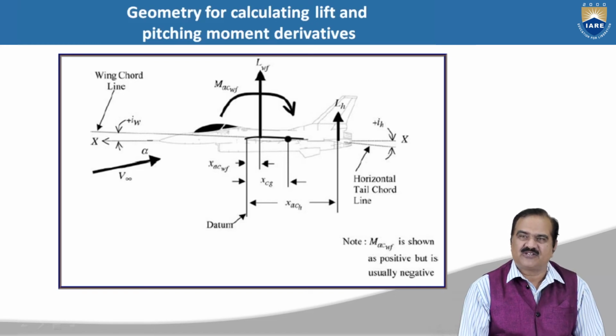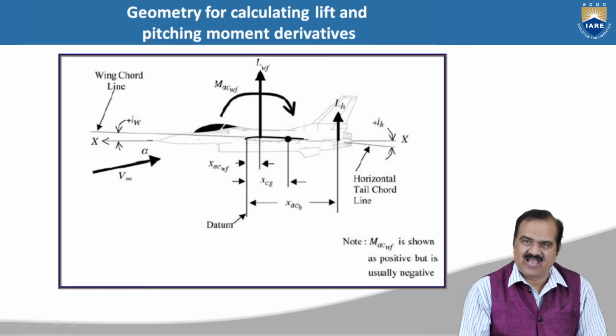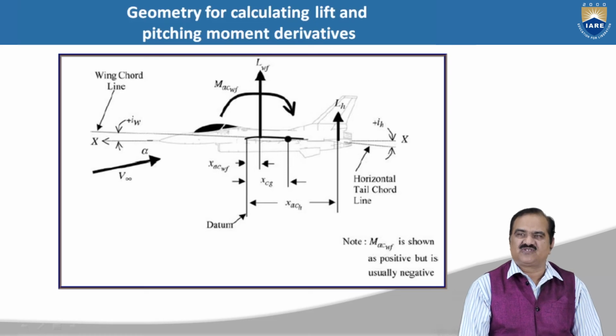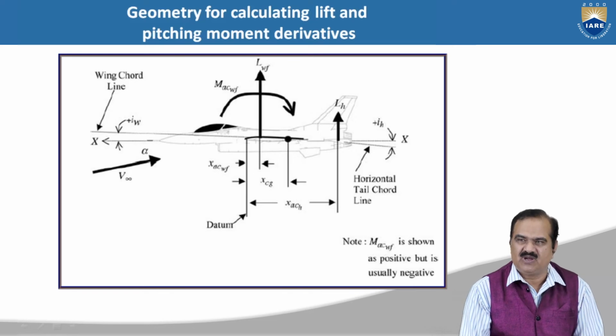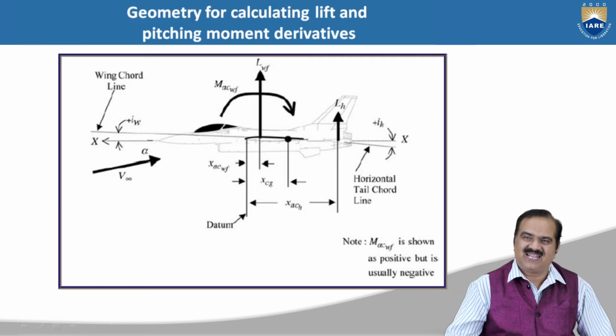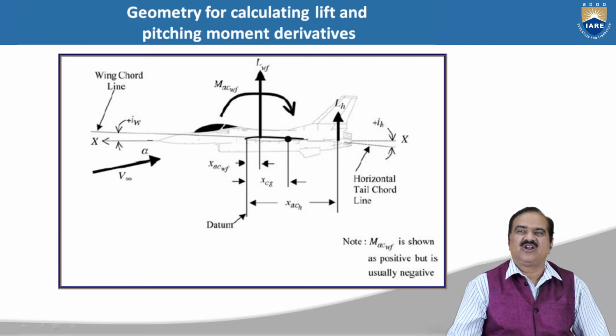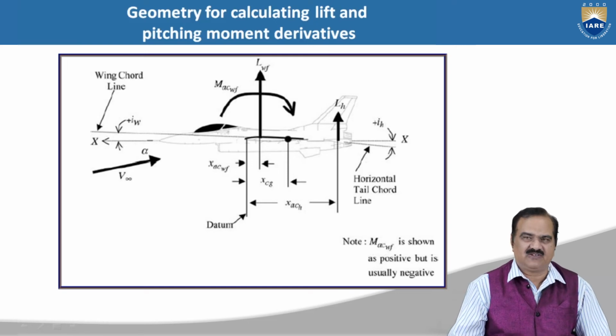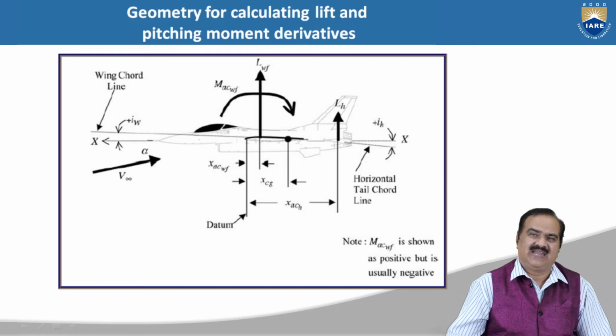Here we have also mentioned MACWF, that is the moment with respect to the aerodynamic center of wing and fuselage. The note mentions that MACW is shown as positive, but it is usually negative. So this diagram represents all necessary details of the aircraft to calculate the geometry and to calculate the lift and pitching moment derivatives, which will be done in the next class.